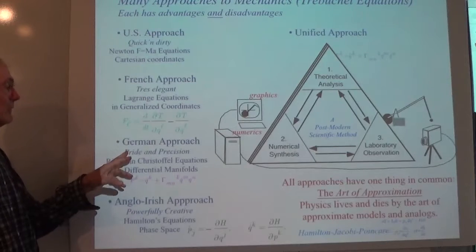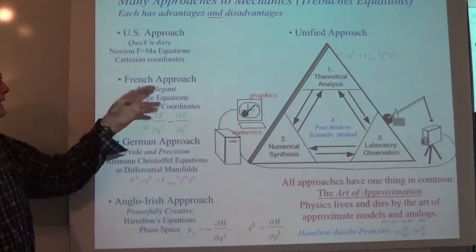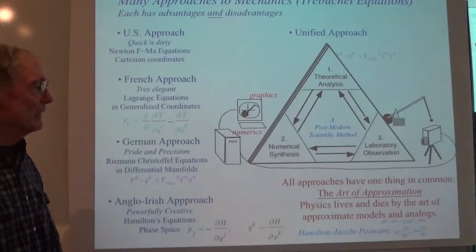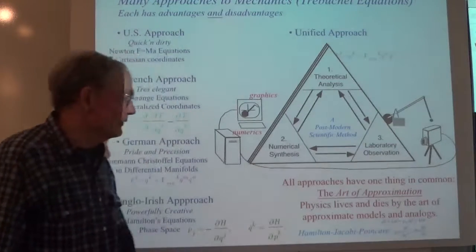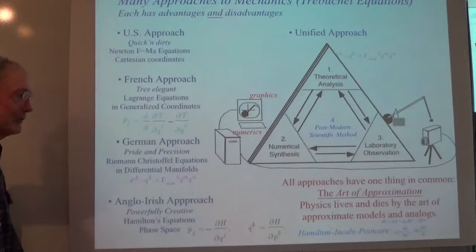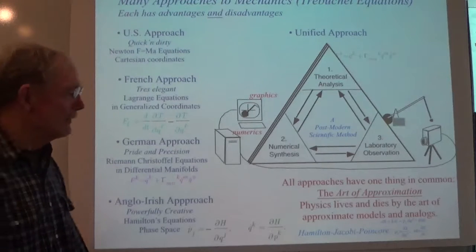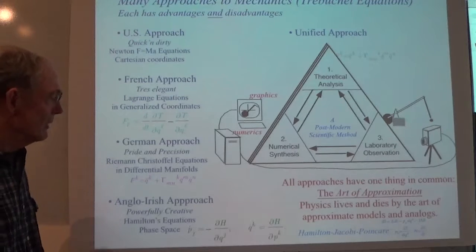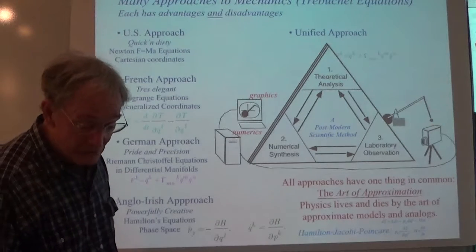This is the pride and precision of the Germans. This is the elegance of the French. Okay, and then there's the art of approximation, which is really what physics is about. Physics lives and dies by the models and analogs that it makes, however terrible they are sometimes, or however beautiful they are some other times.